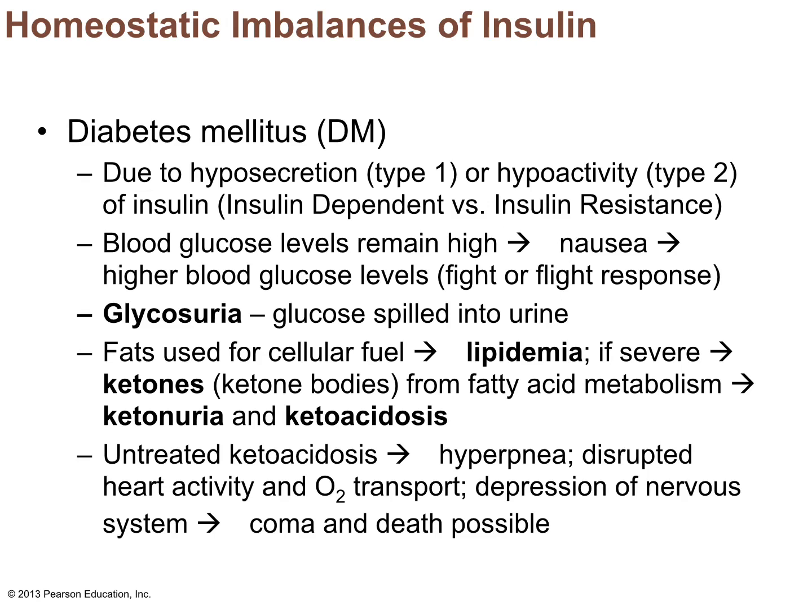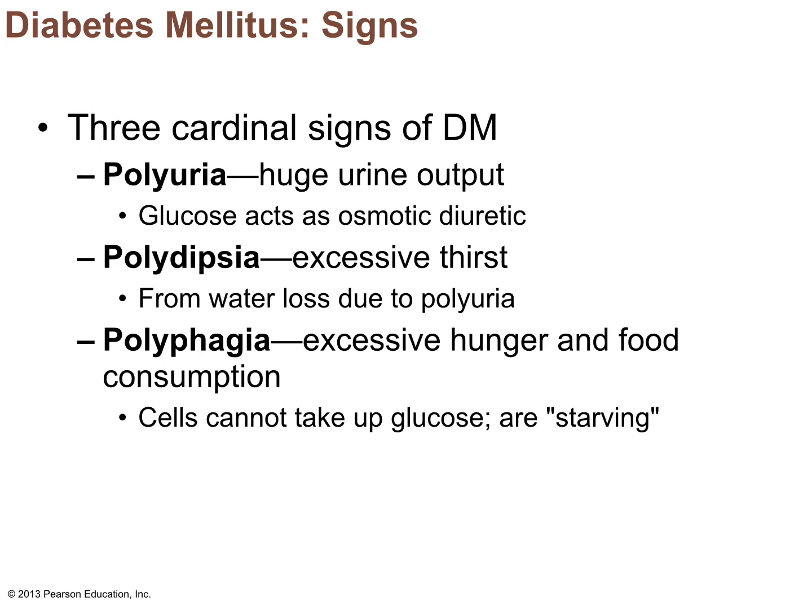Hyperpnea is an increased rapid rate of breathing, disrupted heart activity, and disrupted O2 transport. It depresses the nervous system and eventually can lead to coma and death. The three cardinal signs of diabetes mellitus are polyuria, polydipsia, and polyphagia. Polyuria is an increased, huge urine output. Polydipsia is excessive thirst, and polyphagia is excessive hunger. Understand something about these signs: they are not diagnostic. However, if someone's experiencing all three, then tests should be done to see if there are imbalances in blood sugar.